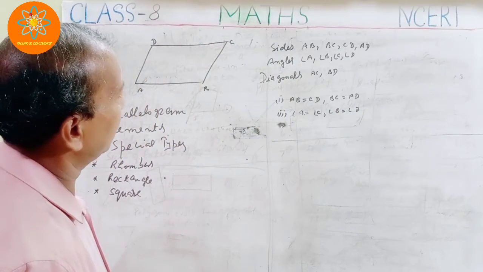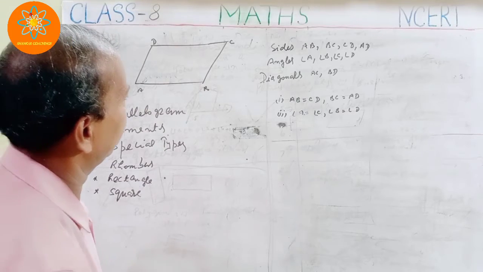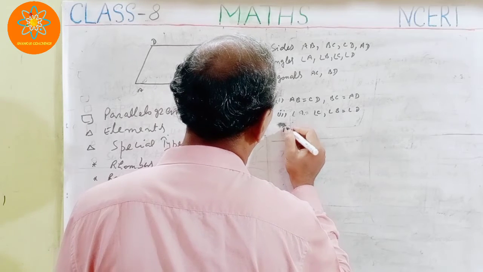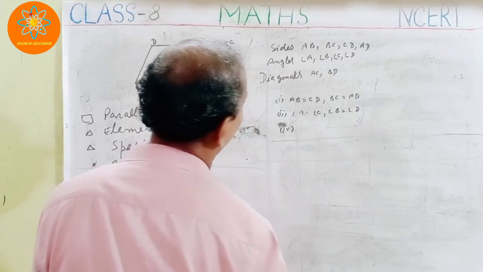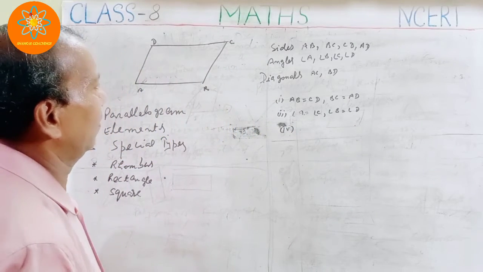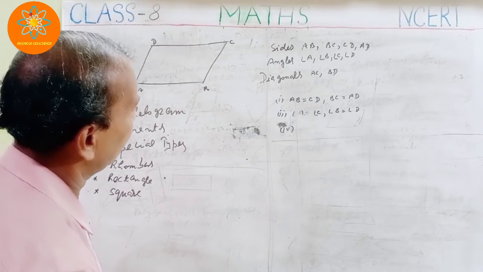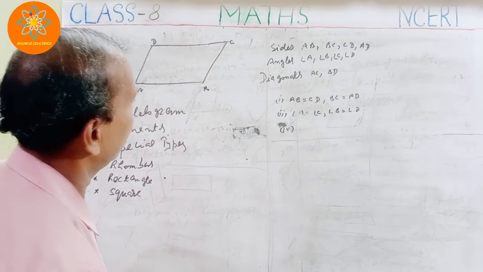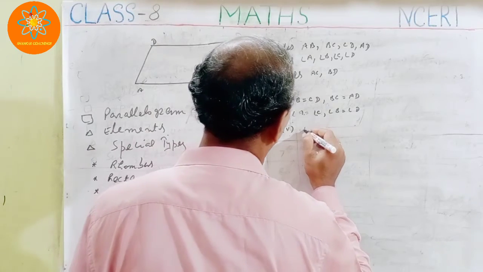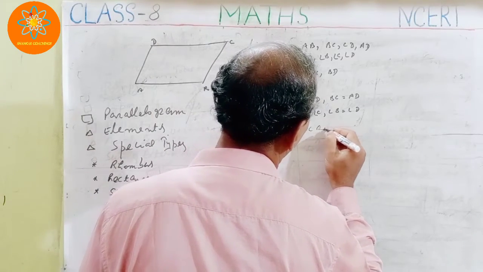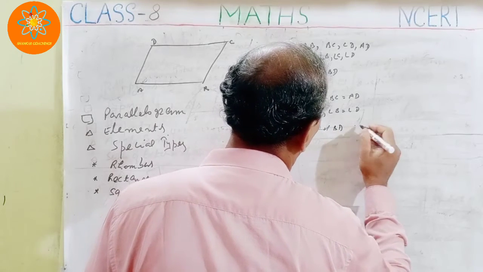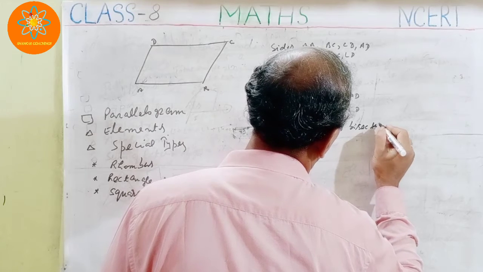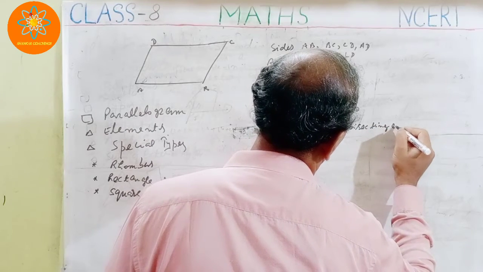The third one is diagonals. The diagonals AC and BD are bisecting each other.